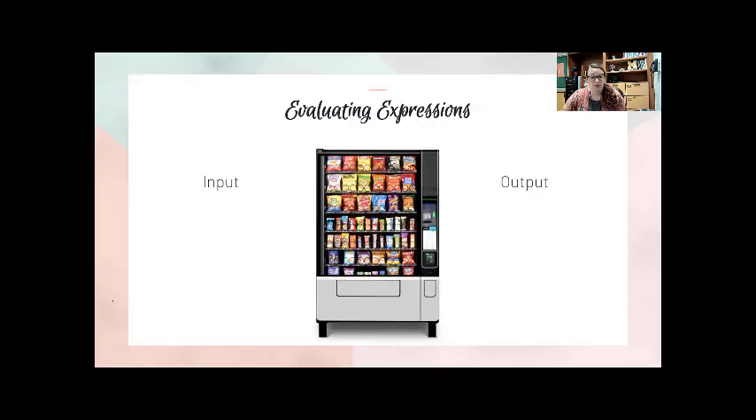Alright, so we're going to start our notes here. We're talking evaluating expressions today, and I've got a big picture of a vending machine here. We've all seen vending machines before, and it has an input and output. You put in some money and it gives you some candy, but it needs to know what type of candy you want, or chips or pop or whatever it is. So you have to tell it by pushing a button.